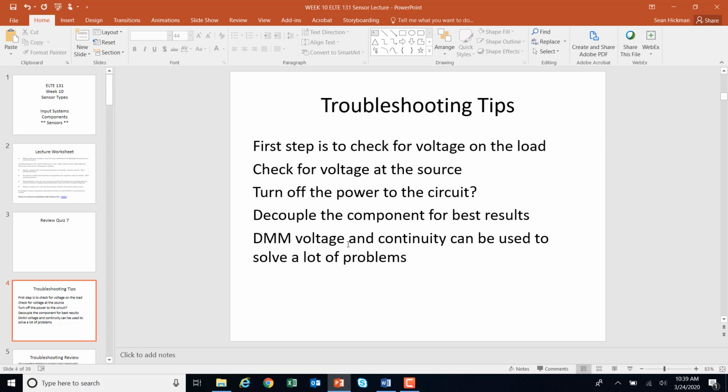DMM, your digital multimeter, voltage and continuity can be used to solve a lot of problems, as the videos in the troubleshooting lab indicated. You don't necessarily need to check for continuity, or excuse me, current. You could use resistance if you wanted to, but basically voltage and continuity is going to get you a long way.